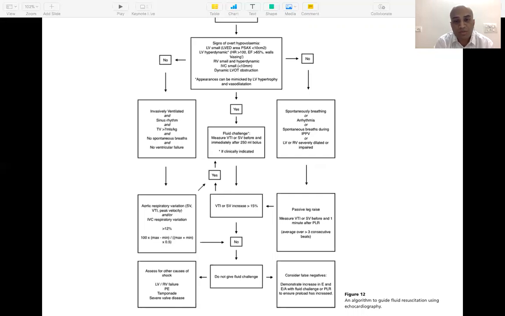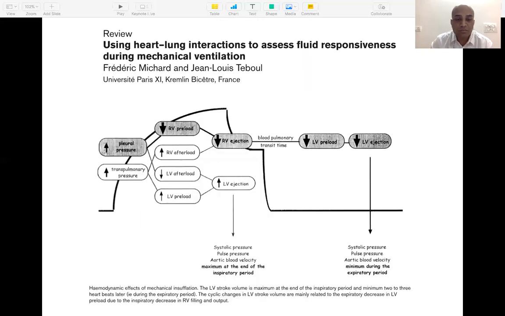If the patient is spontaneously breathing, or there is any arrhythmia, or spontaneous breathing effort is there, or there is significant LV or RV dysfunction, we can go for the passive leg raising test, or we can look for the change in the velocity time integral or stroke volume before and after 1 minute of PLR. Again, if there is a positive result, the change is more than 10%, that person is probably fluid responsive. Again, we can also assess the fluid responsiveness of the patient by using heart-lung interaction.